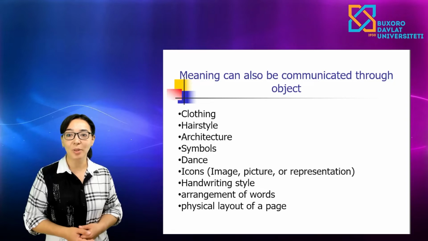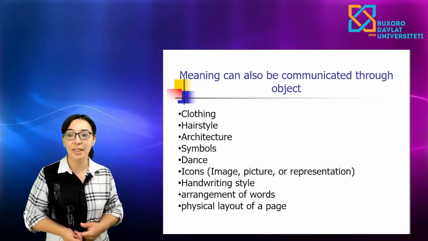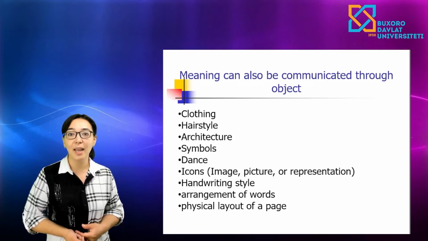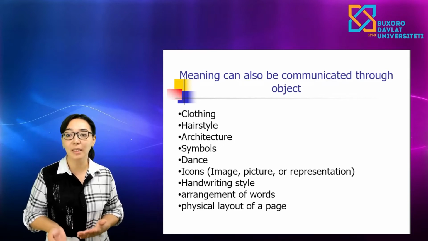Meaning can also be communicated through objects. They are clothing, hairstyle, architecture, symbols, dance, icons, handwriting style, arrangement of words, and of course the physical layout of a page.